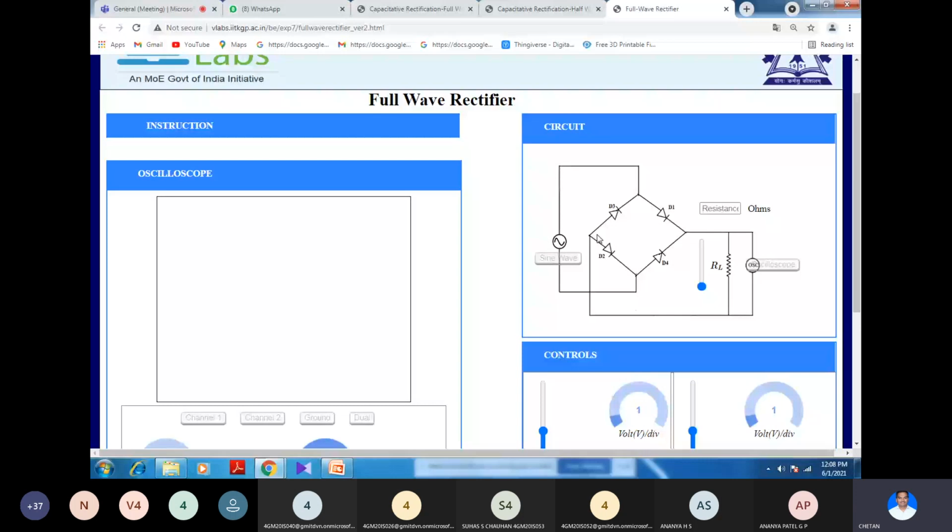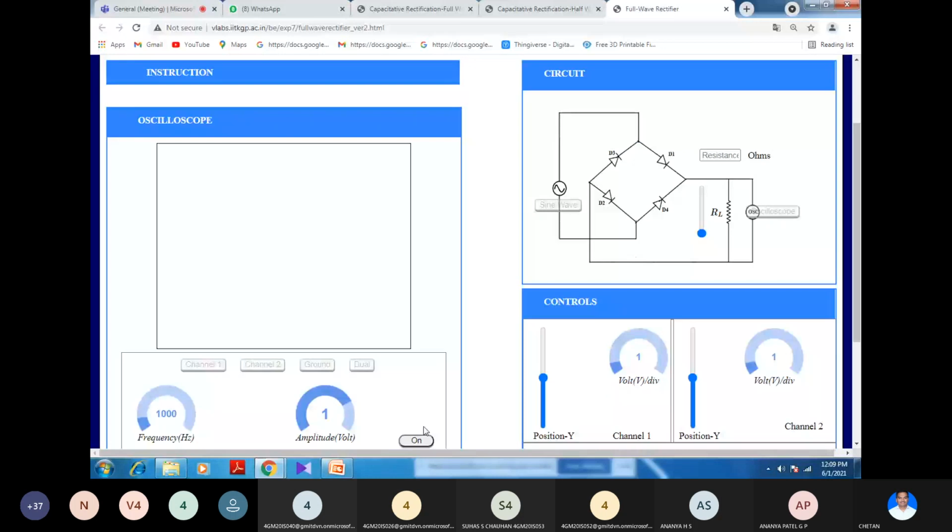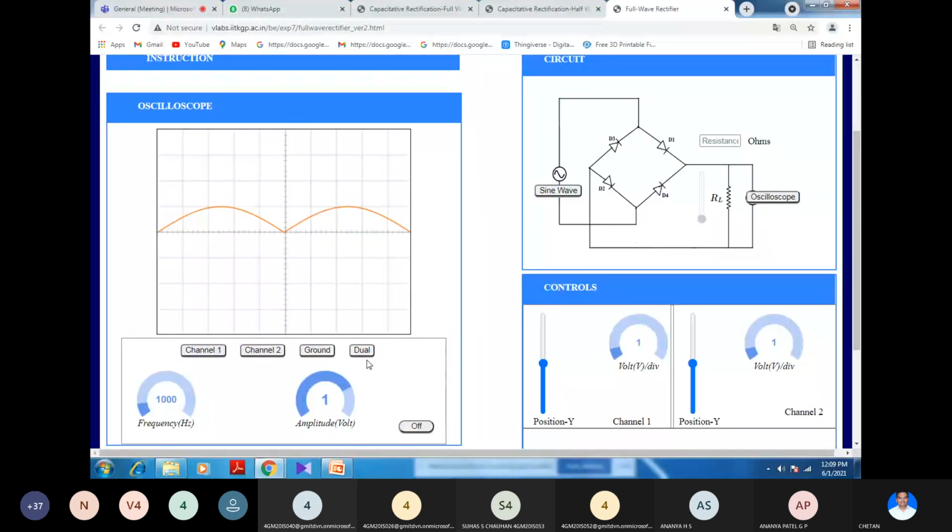And to measure the output across this RL, we have our oscilloscope. In the last class, I told you the oscilloscope is a measuring instrument using which you can trace out the output and input signals. So I will just turn on this oscilloscope and I will apply the input AC. So channel 1, this is the input AC signal, which is the output of this source, and this is the output DC.